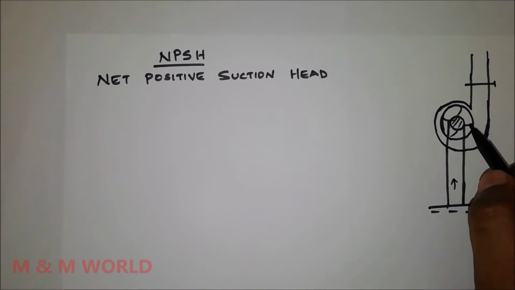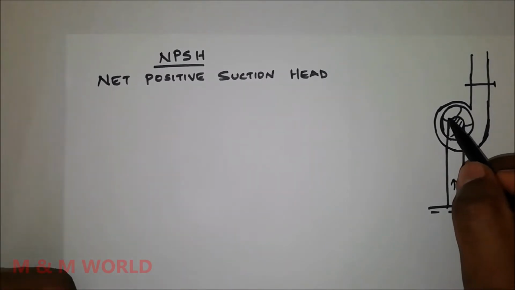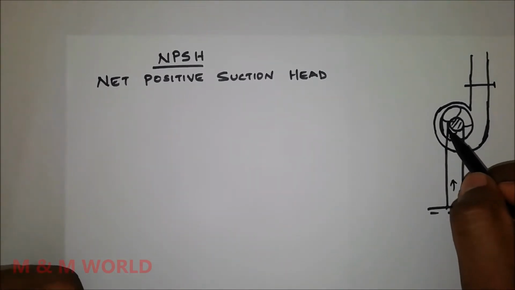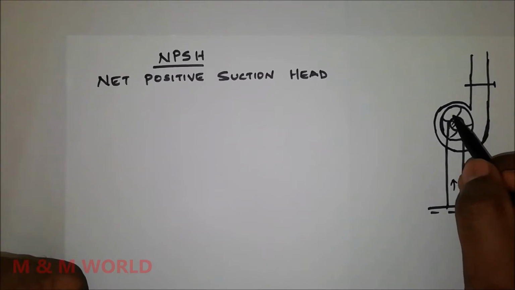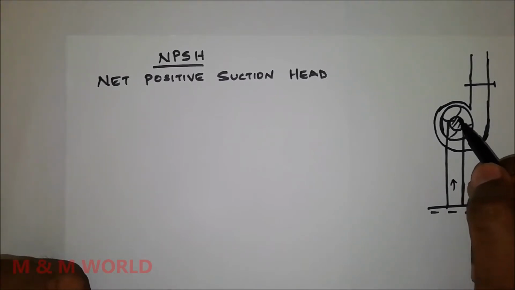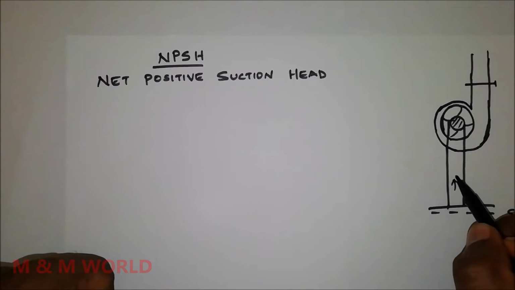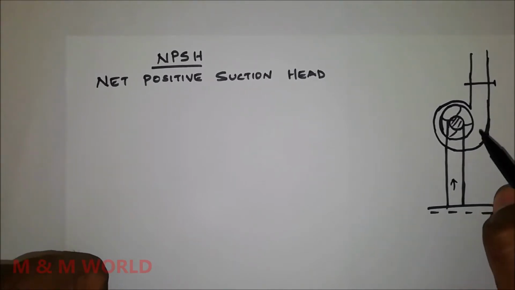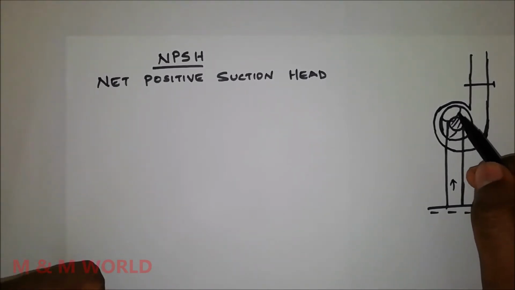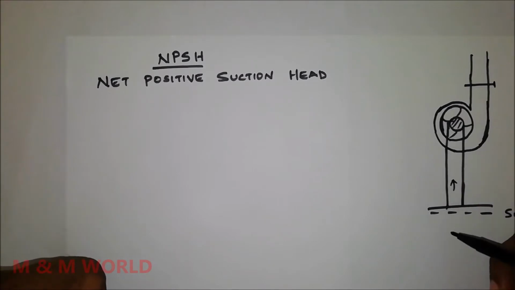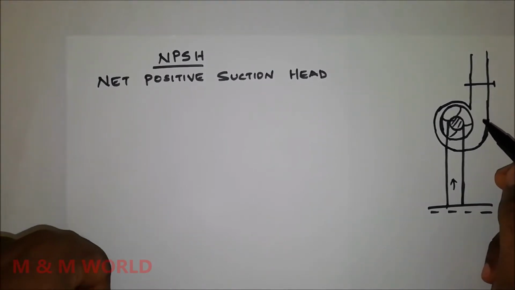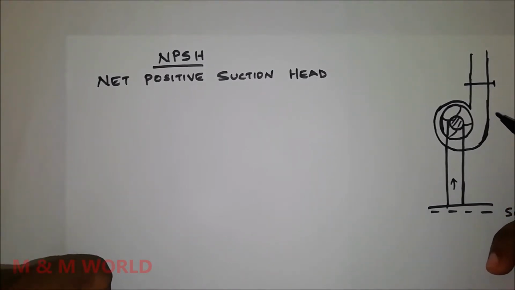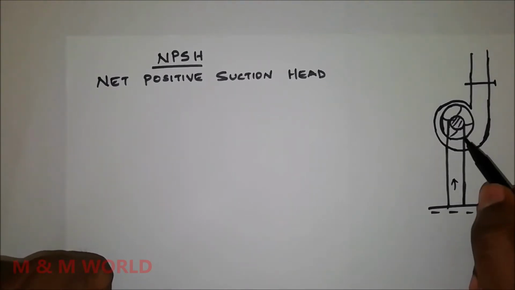It should be noted that the pressure at the inlet of the pump, or at the impeller, must not be less than or equal to the vapor pressure of the liquid. If the pressure at this region is less than or equal to the vapor pressure of the liquid, cavitation will take place. During my previous lecture, I have explained in detail about cavitation.